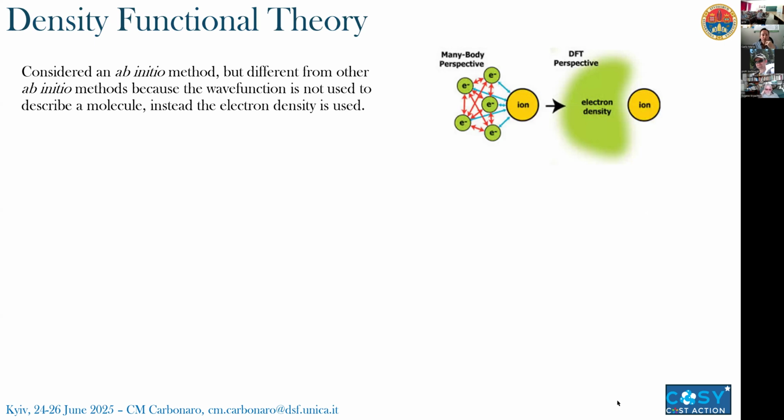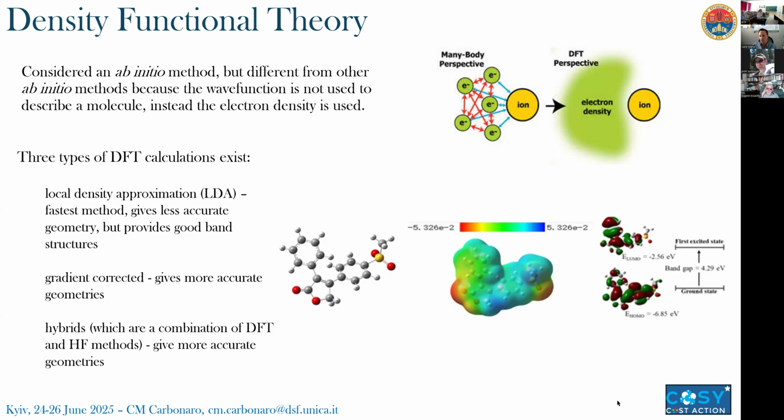Considering an ab initio method, density functional theory is a way, as we have seen yesterday, to solve the problem from a different point of view, approaching the problem by considering the density of the system. There are three types of density functional theory calculations. One uses the local density approximation, which we know is fast, but is not accurate for the geometry. We can use the gradient corrected approximation, which gives more accurate geometry. So we can use, as we usually do, a hybrid approach where we have a combination of DFT and Hartree-Fock methods, which are able to give more accurate geometries and also quite good optical properties in the case of some molecules.